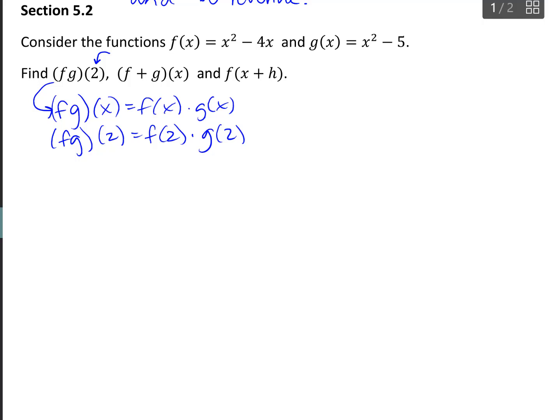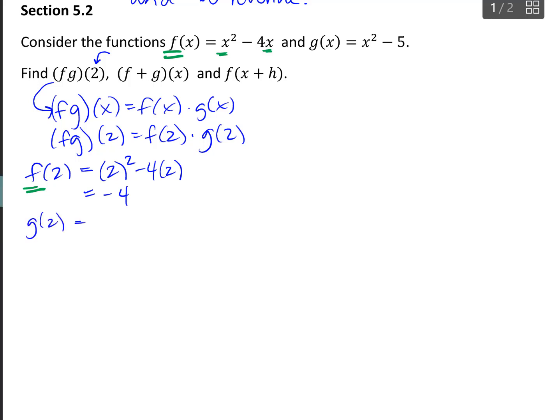So f of 2, remember f is the name of the function, so it means here's f. We'll find the function that's labeled f, and that's where you'll plug your input of 2 into. So f of 2 would be 2 squared minus 4 times 2. I use 2 in place of x in my f function, and then I just solve. So 4 minus 8, negative 4. And then I've got g of 2.